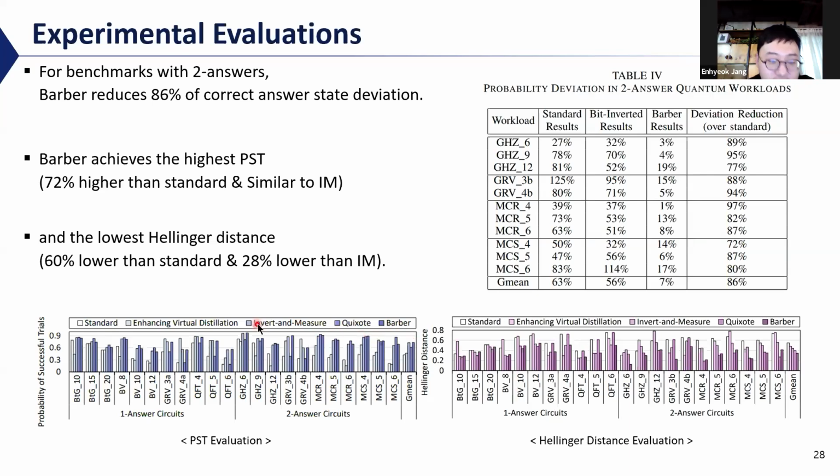And here we can see that invert and measure shows a very good PST, which means it can reduce the errors. But looking at the Hellinger distance, invert and measure shows a little bit higher Hellinger distance, which means it can augment the probability deviations, despite reducing the erroneous outcomes.